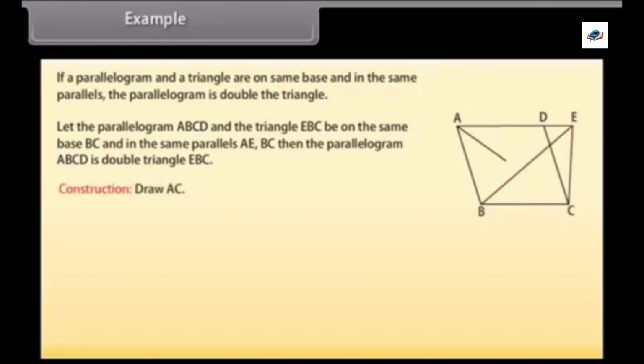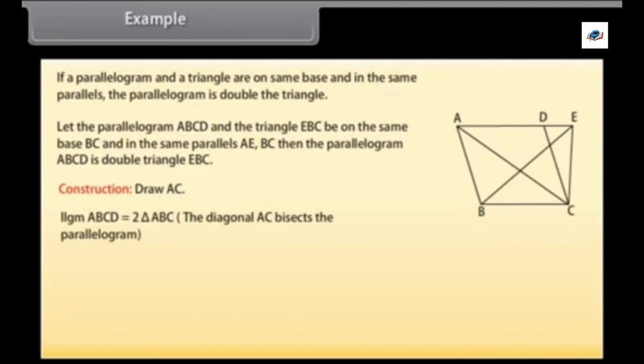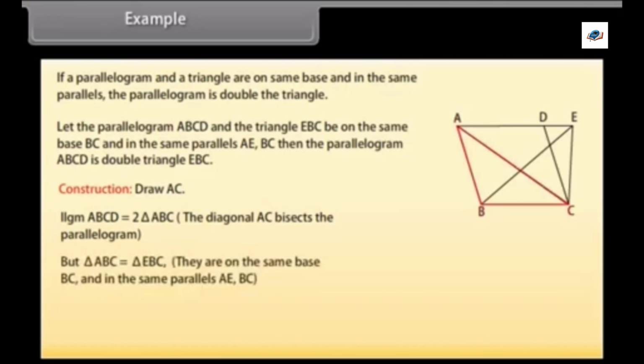Construction. Draw AC. Since AC bisects the parallelogram, therefore the parallelogram ABCD is double triangle ABC. But triangle ABC is equal to triangle EBC because they are on the same base BC and in the same parallels AE, BC. Therefore, parallelogram ABCD is also double triangle EBC, hence proved.